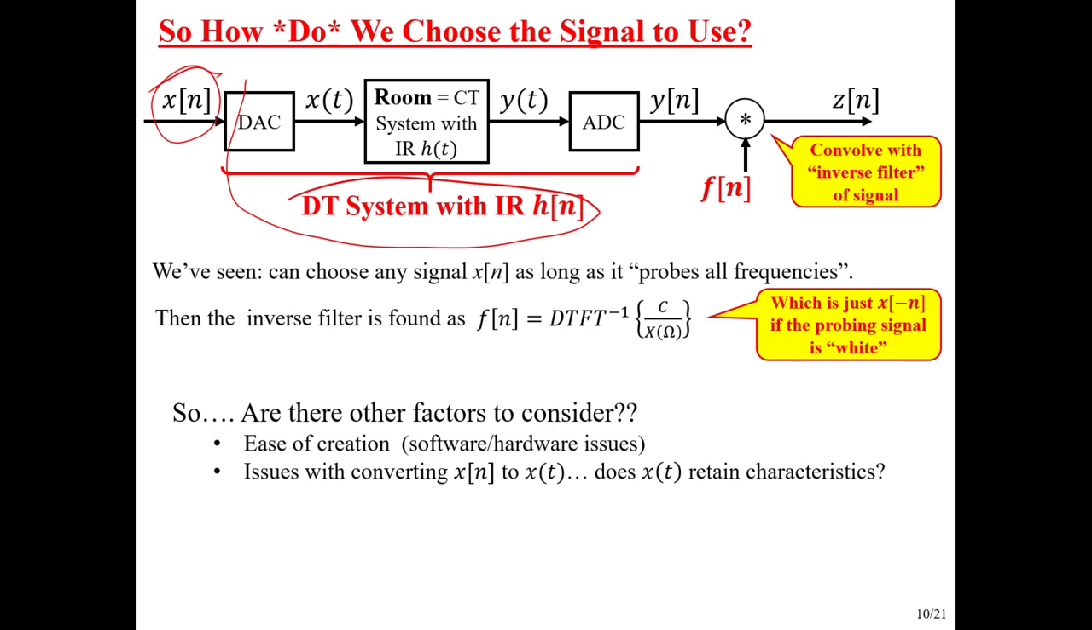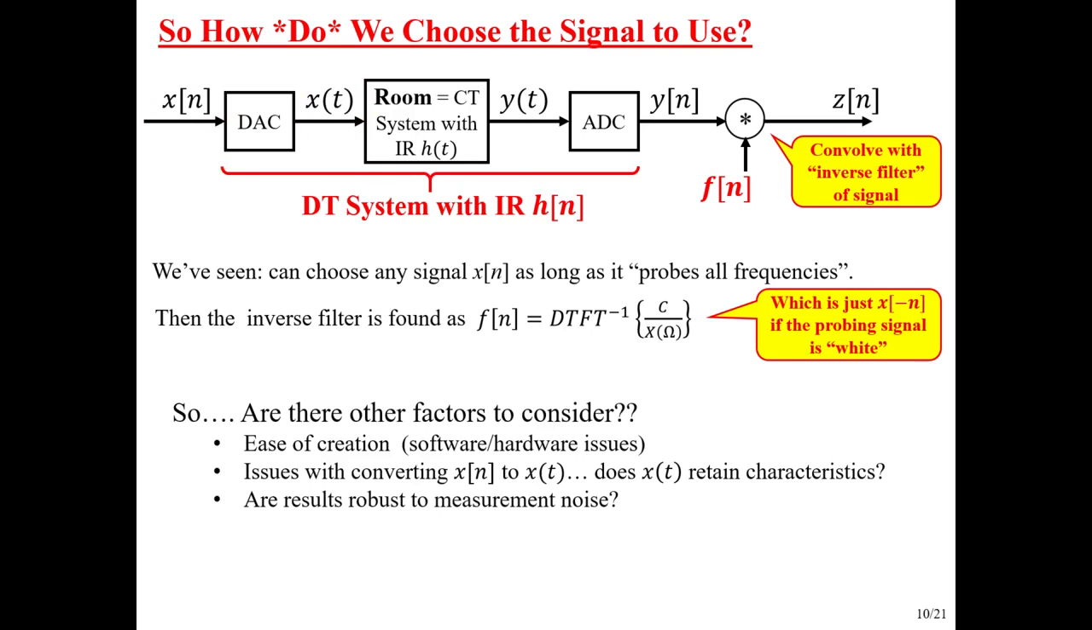We need this thing to inherit the properties of x of n. And it turns out, without going into the details, that doesn't always happen. So we need to worry about that to some degree. And then there's measurement noise.